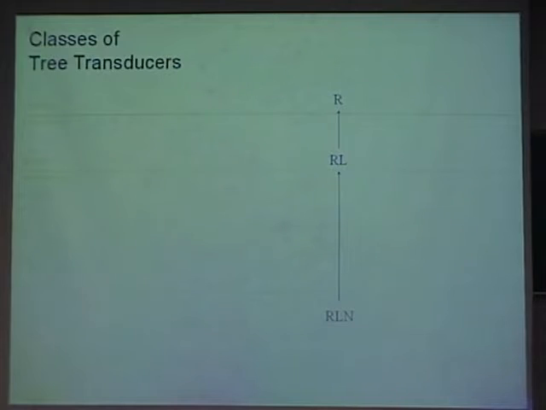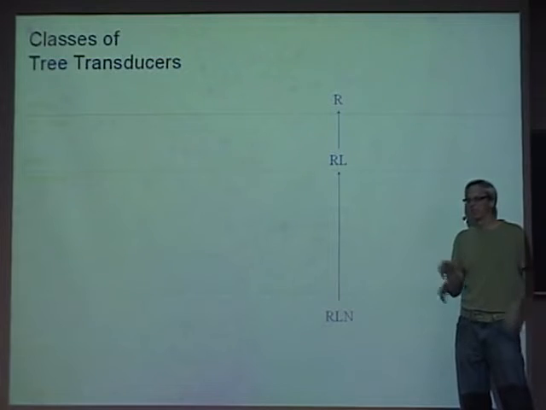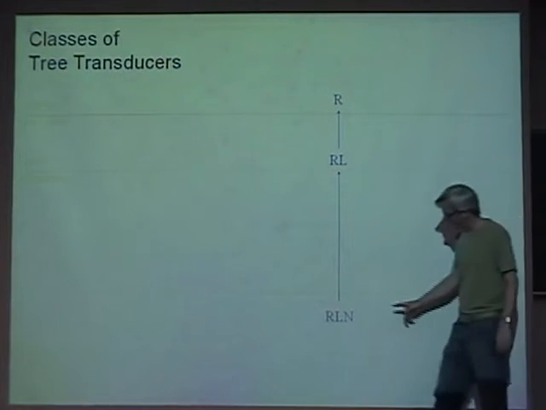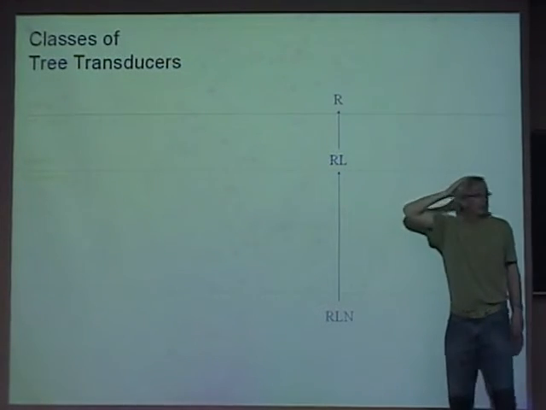Okay, so let's get into that. So this, just a few more slides on the types of tree transducers and walk through a little bit of the theory, just a little bit. So this is the type of tree transducer introduced by Rounds. It can do kind of funny things.